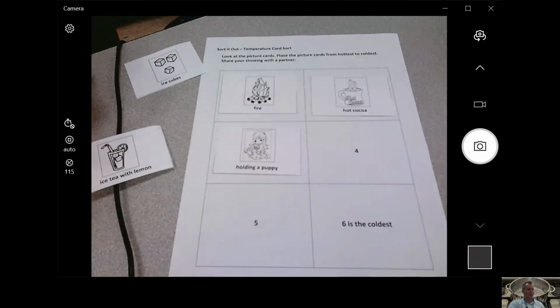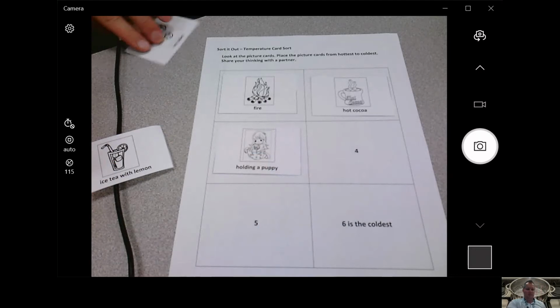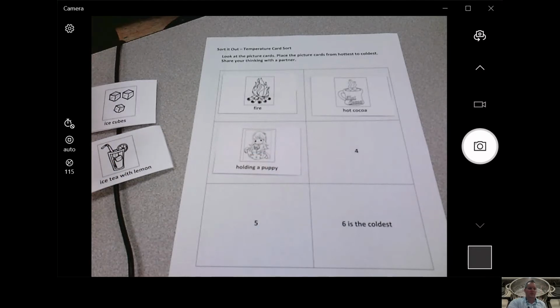Holding a puppy. I do have a puppy. He's a Great Pyrenees. He is a puppy, and he's already 100 pounds. He's a big puppy. And he's very warm and cuddly. So I know, and I just said the word warm. So I would think that that would probably be the next. That's just my opinion. You can agree or disagree.